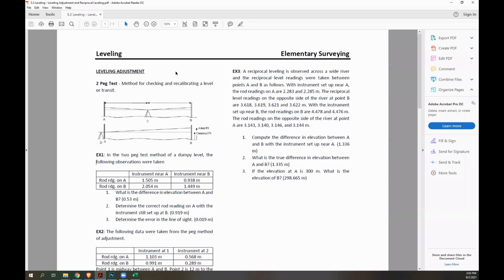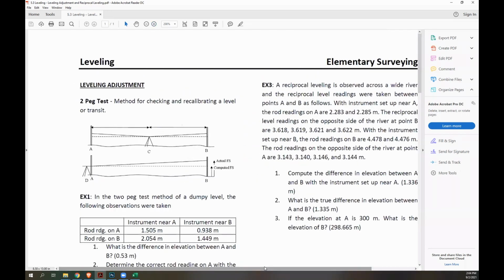Okay. So two-peg test is the method for checking and recalibrating a level or transit. So for example, usually you want to set up your instrument here. This dashed line is the horizontal line of sight, where your sight should be. This straight line shows where the actual line of sight is. So as you can see, there's an error. It's angled upward. Okay? And two-peg test checks what that error is.